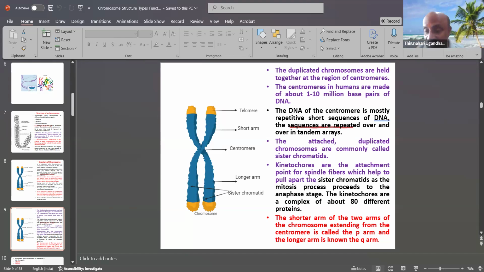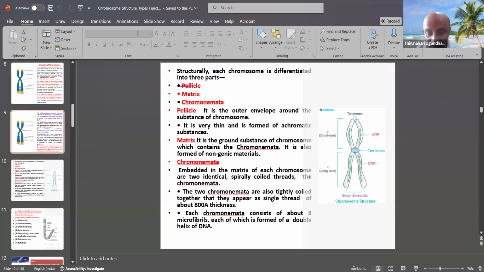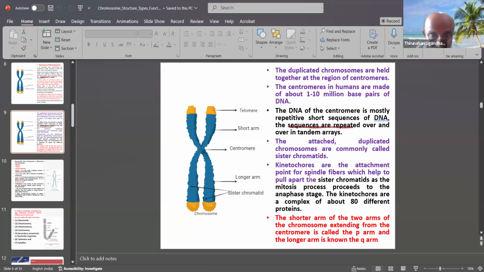An arm is one type of part of the chromosome, and the longer arm is known as the Q arm. The shorter arm is called the P arm. Two types of arms are present here, along with the telomeres. Here is the short arm, and here is the long arm. This center part is called the centromere.